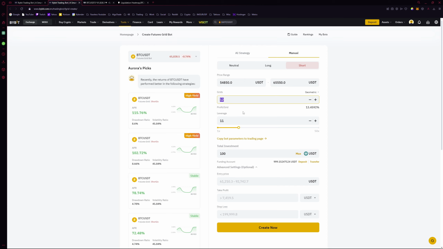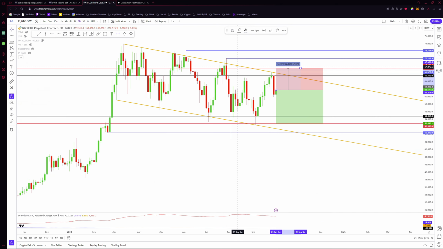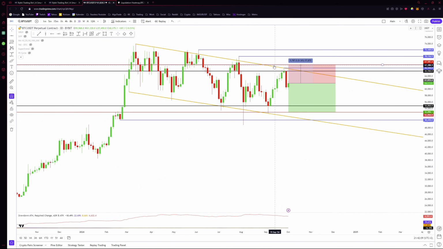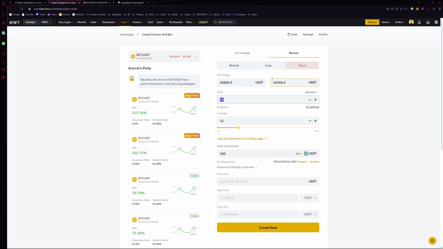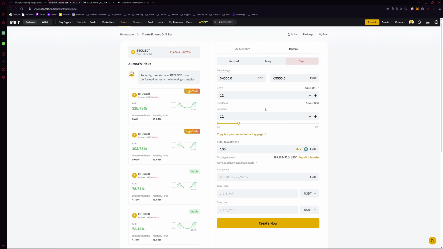But this obviously results in very, very few grids and a high profit per grid percentage. So if you look at our range, it is about $10,000 to $11,000, which means with 12 grids, you would get one grid about every $1,000. Since Bitcoin moves about $2,000 per day, with this number of grids you can expect to make around 2 trades per day, which obviously is not a lot.